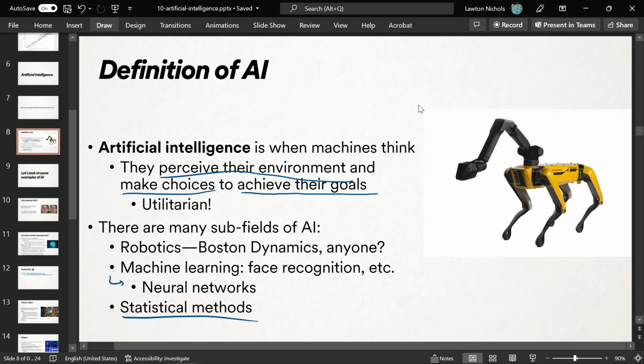Are there any questions about any of these terms, any of these ideas before I get into more of them at a finer grained level?